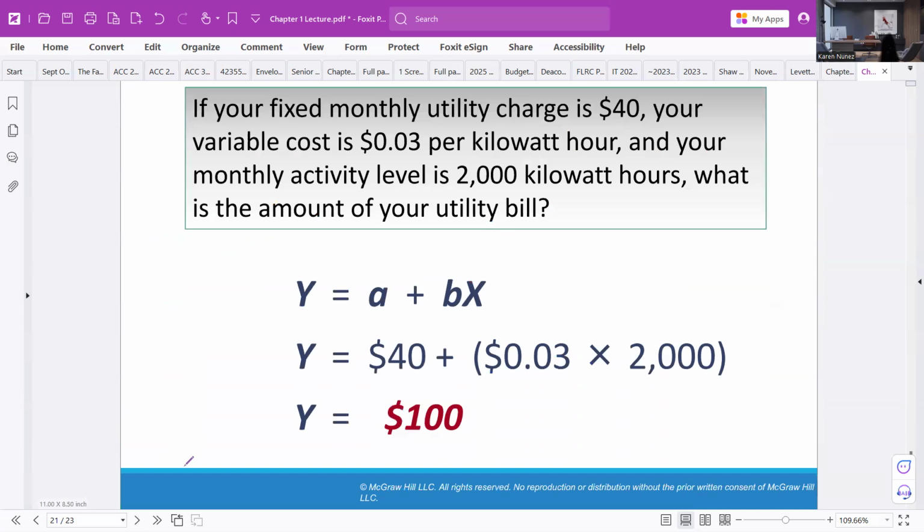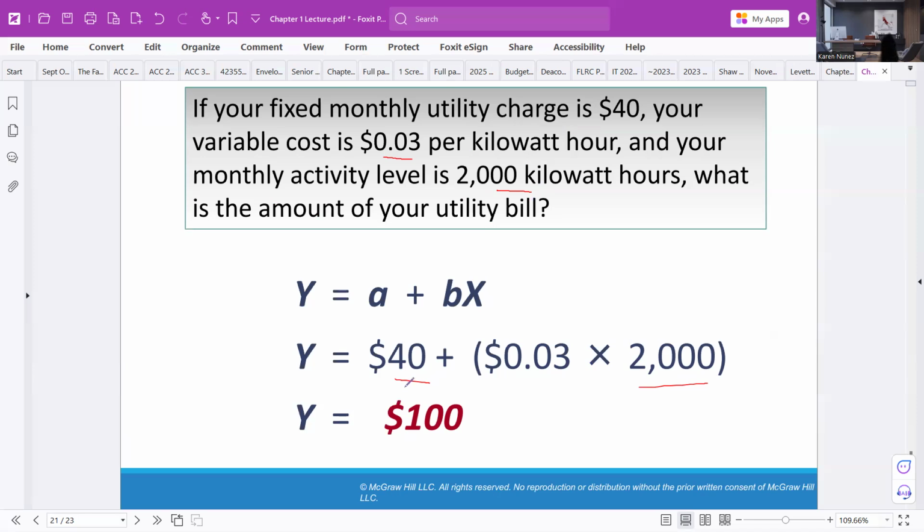And this is just an example of this mixed cost, this utility cost. The utility cost has a fixed monthly charge of $40. But as you continue to use kilowatts, then you incur a variable cost of 3 cents per kilowatt. So if you think your monthly level of activity is going to be 2,000 kilowatts, then your total cost is your fixed cost of $40 plus your variable cost of 3 cents per kilowatt times 2,000 kilowatts, or $100 for the month. So this is a month when you expect 2,000 kilowatts.